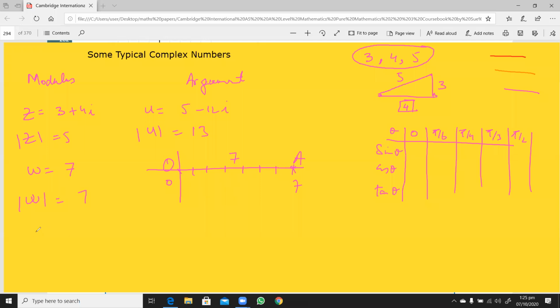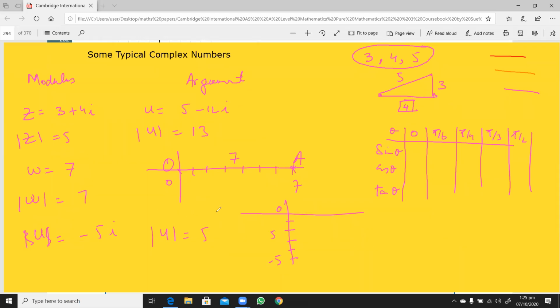Now imagine there is a complex number u, which is minus 5 iota. So what is the modulus of this complex number u? Sorry, it is 5. If u is minus 5 iota, then the modulus of u is going to be 5. Because again, if you look at its Argand diagram, it is 1, 2, 3, 4, 5. So you have minus 5 iota over here, and this length is going to be 5.